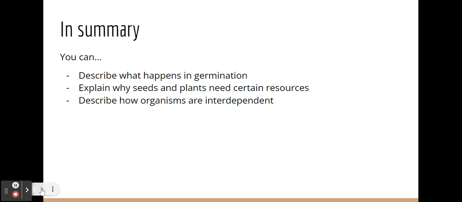So in summary, you can now describe what happens in germination. You can explain why seeds and plants need certain resources. We spoke about the ones that seedlings will need, germinating seeds and plants themselves to continue to grow through their life cycle. And you can also describe how organisms are interdependent, how they rely on each other.